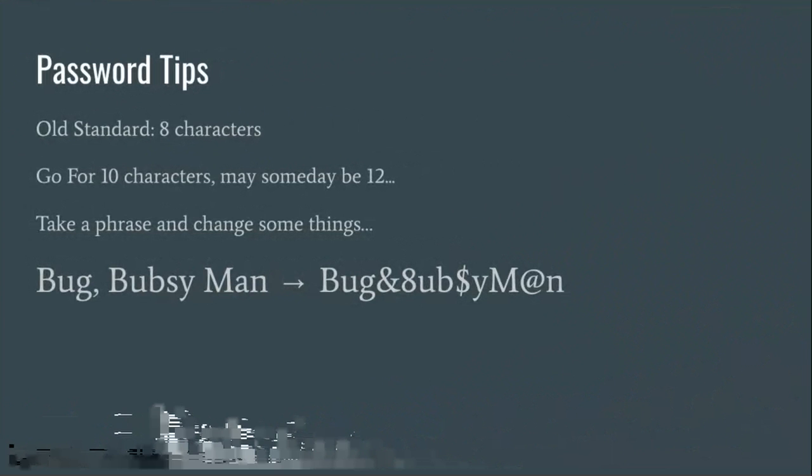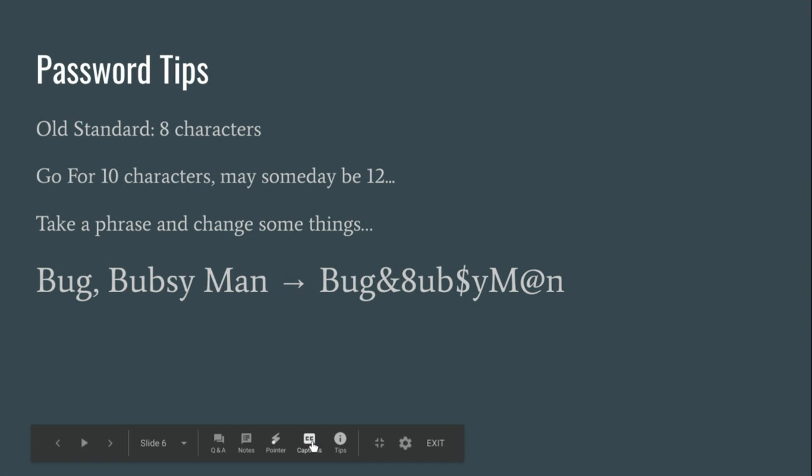For example, I refer to my children as the Bug and the Bubsy Man. So I can take those and combine them together, use an ampersand for and, use the number 8 instead of a capital B, use the @ symbol instead of an A, and use a $ sign instead of an S. And even just minor changes like one number, one special character can make a password very difficult to break, and oftentimes folks won't even bother.